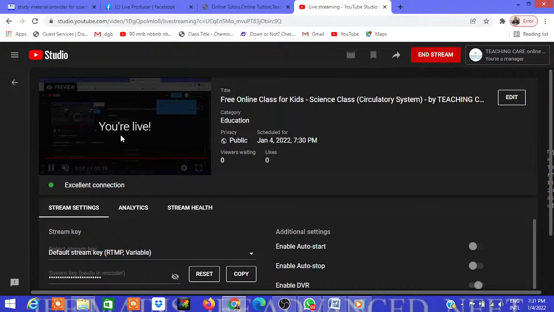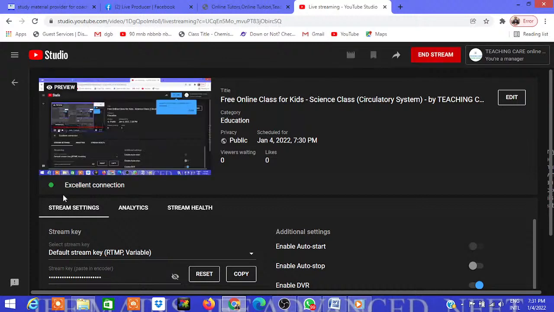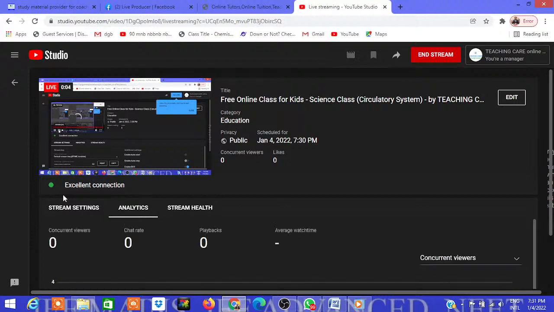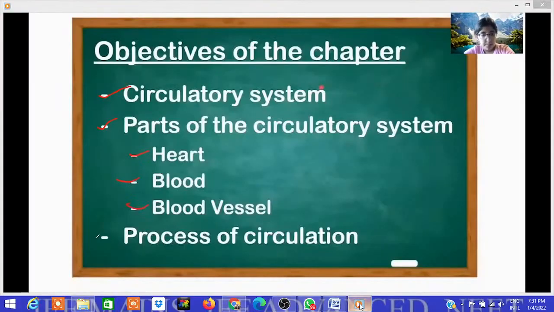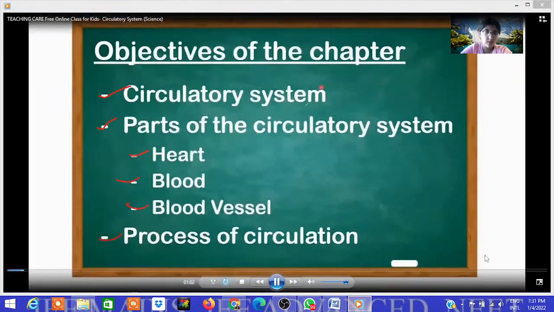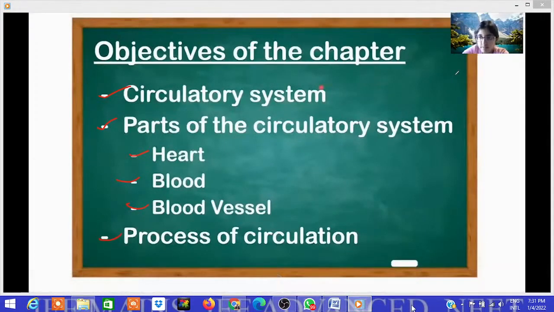So now, let's look at the objectives of today's class. Can you read them out? Objectives of the chapter: circulatory system, parts of the circulatory system, heart, blood vessel, process of the circulation. Yes. So these all are the things that we are going to learn in today's class.